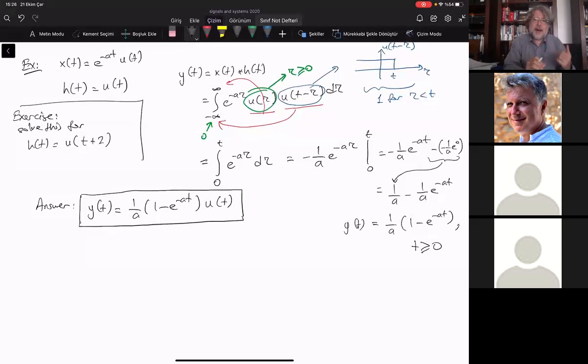The output didn't come after the input. It came before the input. So this is a non-causal system. H of t is equal to U of t plus 2, non-causal. But it's a system.